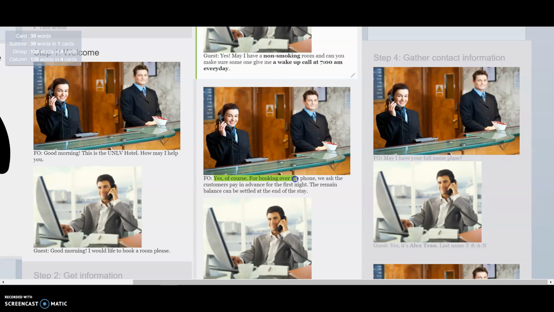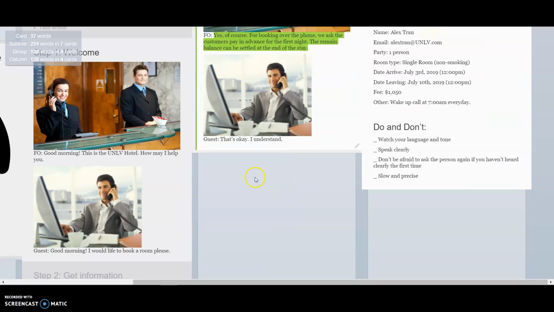For booking over the phone, we ask the customer to pay in advance for the first night. The remaining balance can be settled at the end of the stay.